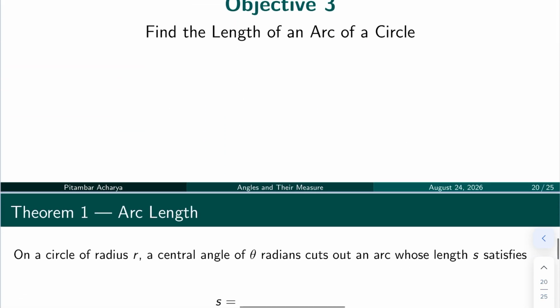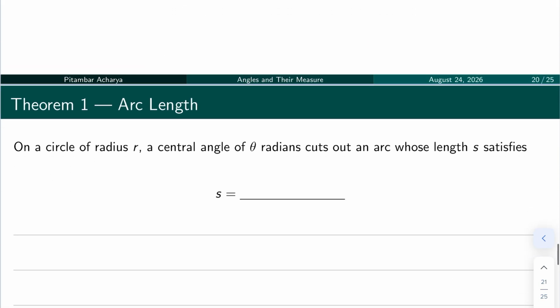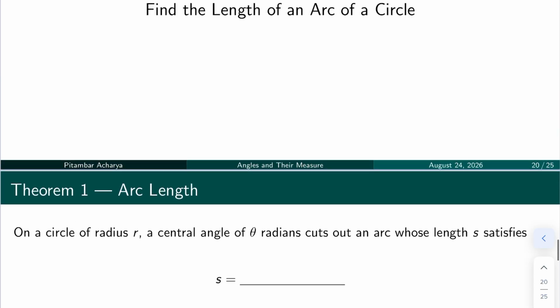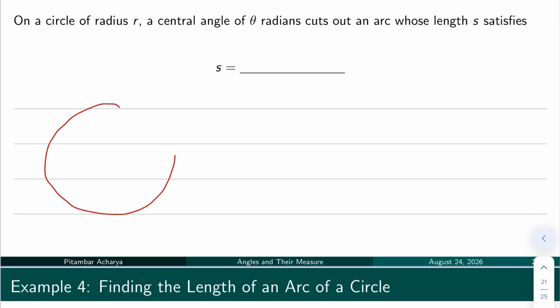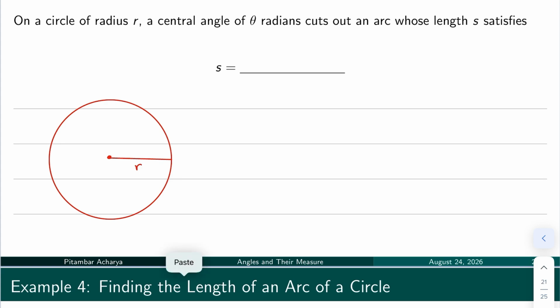Now our objective is to find the length of an arc of a circle. We have a circle with radius r, and theta is the central angle. If this theta is the central angle, it cuts out an arc whose length is s.